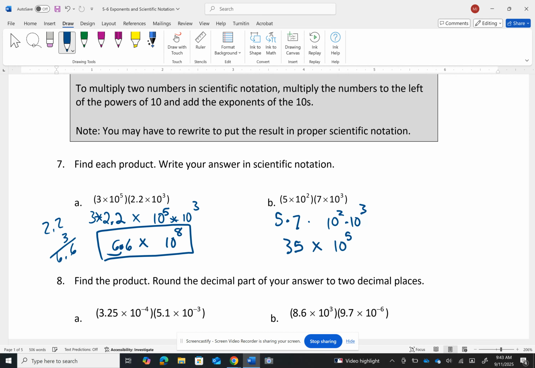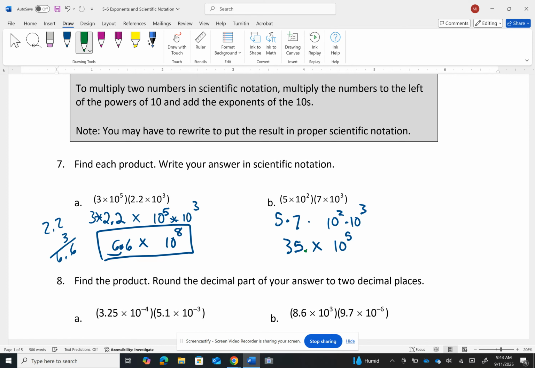The problem is 35 doesn't fit, doesn't have just one place to the left of the decimal. The decimal is understood to be here. So that's really kind of in this intermediate form. It's not scientific notation and it's not decimal form.